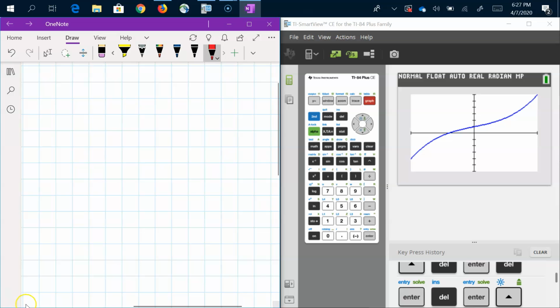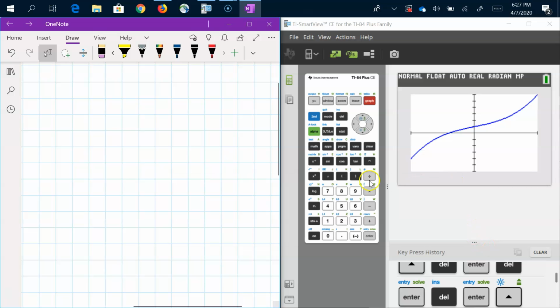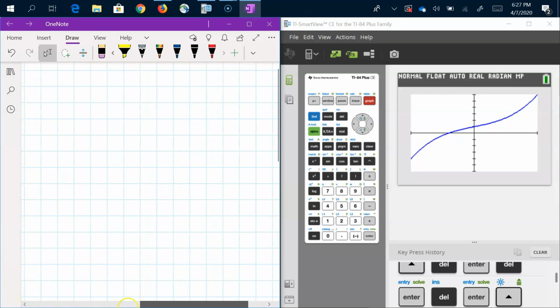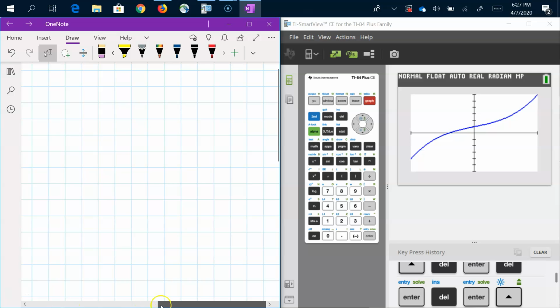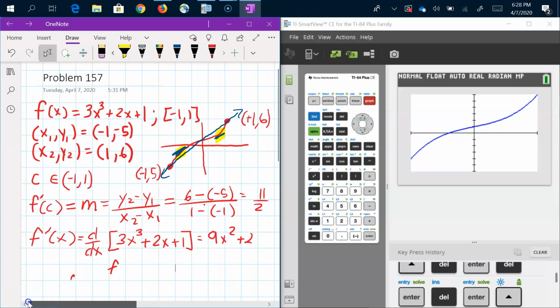And again, I don't know what's going on here. Then I'd fix this problem with the cursor doing this. Okay, let's try this again.